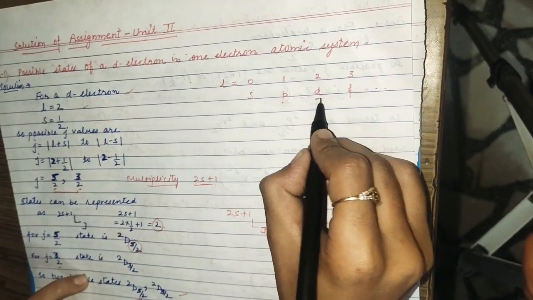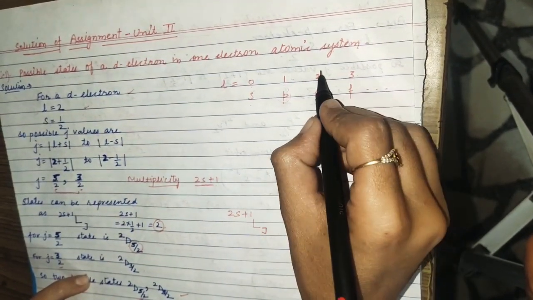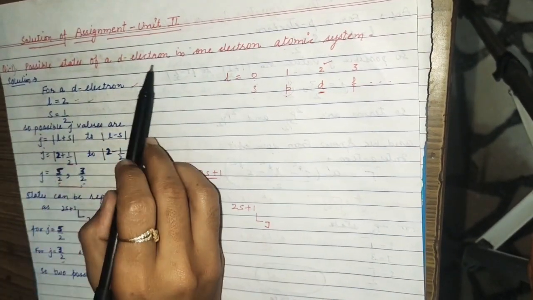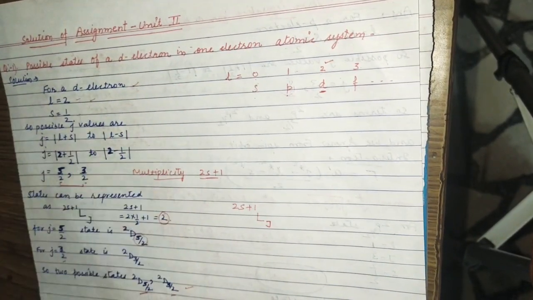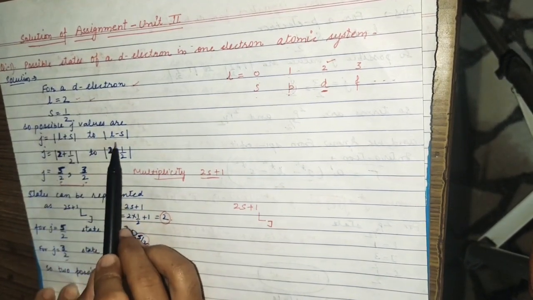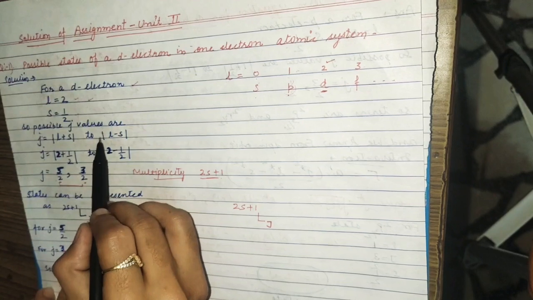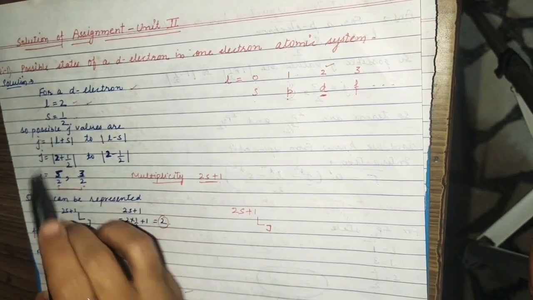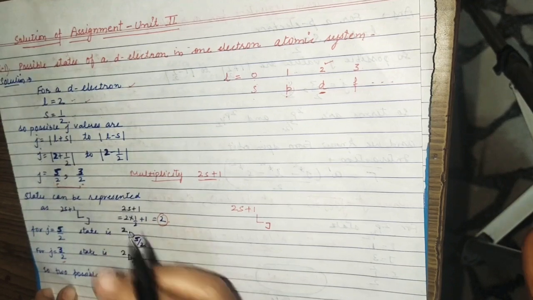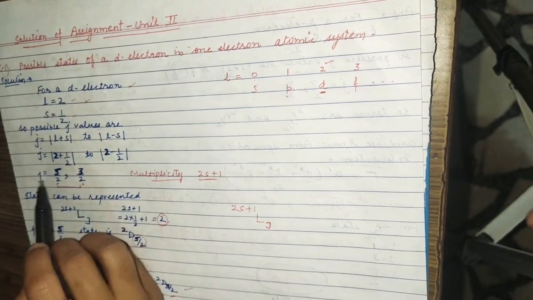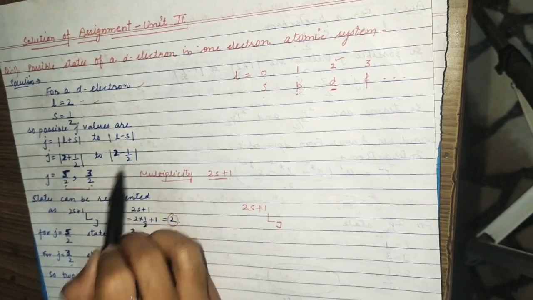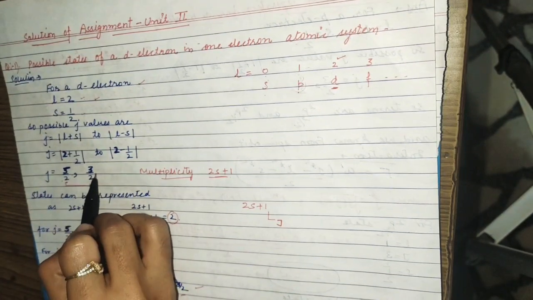Now, for a D orbit electron, we have the value of L equal to 2. So I have written here L is equal to 2. And for a single electron, the spin is 1/2. So possible values of J are L plus S to modulus of L minus S. Please note that the modulus is there because the J value cannot be negative, because it represents the total angular momentum of an atom. So the two J values are 2 plus 1/2 and 2 minus 1/2, and they will be 5/2 and 3/2.